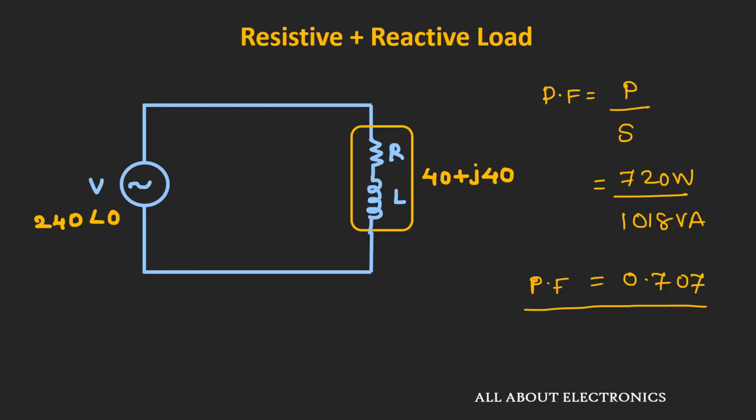So far we have seen the definition of the power factor, and we understood what we mean by true power, reactive power as well as apparent power, and we also understood what the leading as well as the lagging power factor is. Now let us understand what is the actual significance of the power factor in electrical systems.